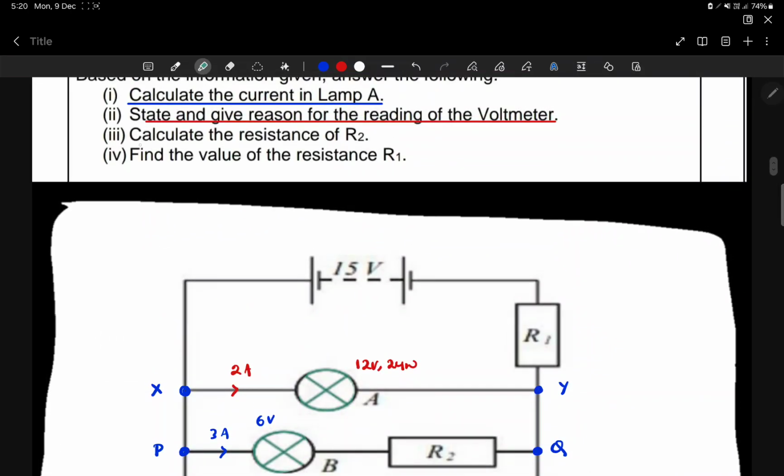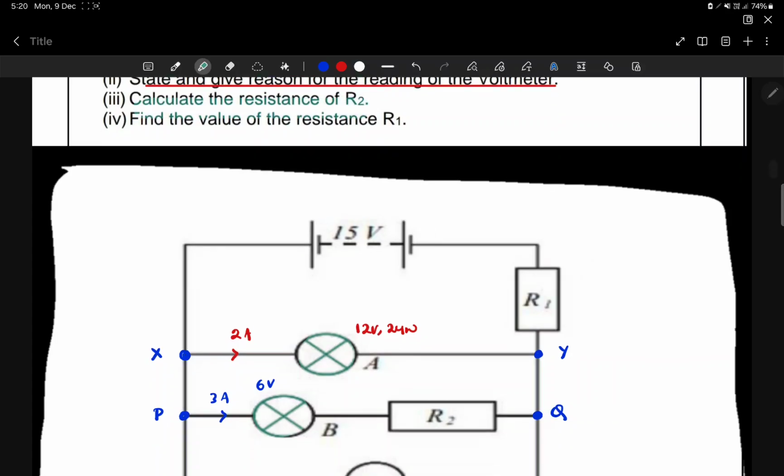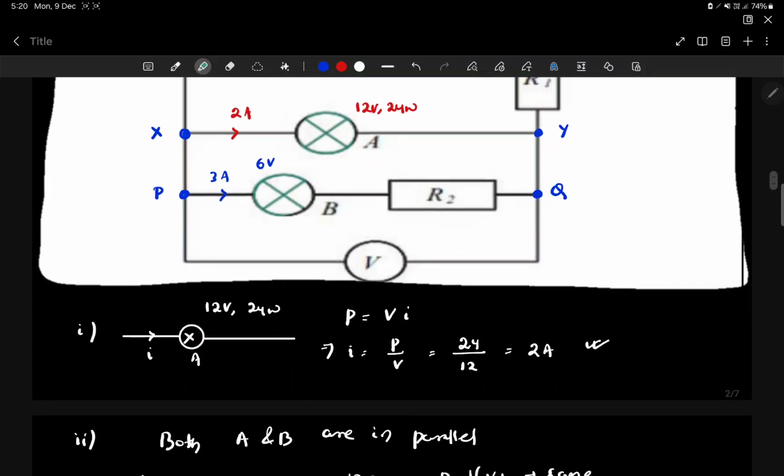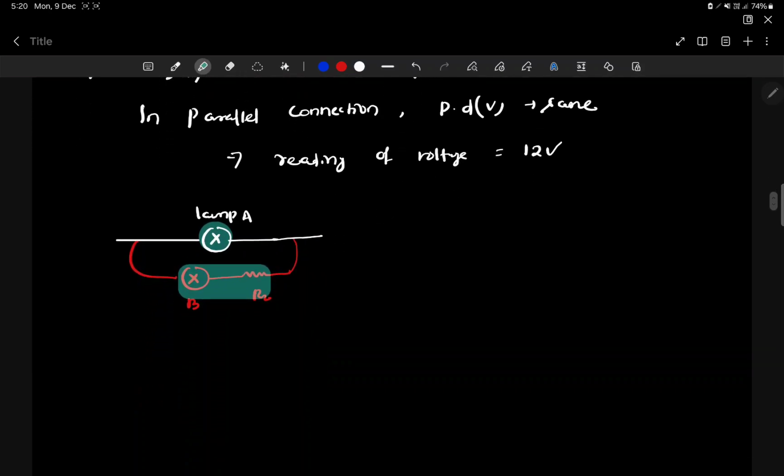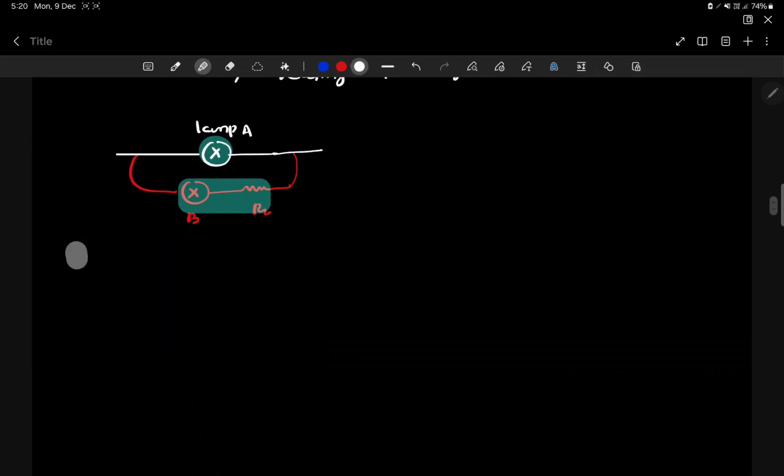Then it is asking to calculate the resistance of R2. It is very important. Calculate the resistance of R2. Now for the third part, come to the third part.